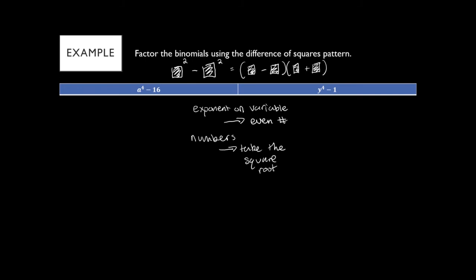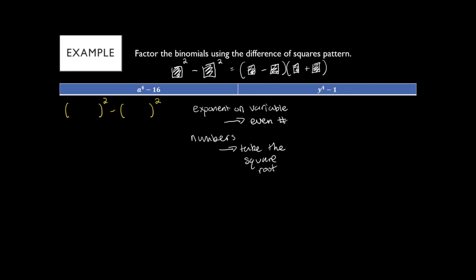And those are your rules. If your exponent on the variable is an even number and you can take the square root of the number portion, that means it's a difference of squares, even if the exponent is not a 2. So there's a different way that we can write these. It's a little tricky, but once you get it, it's not so bad.